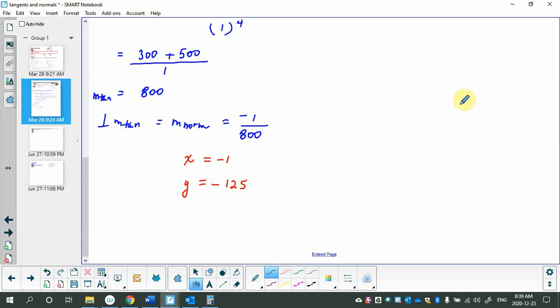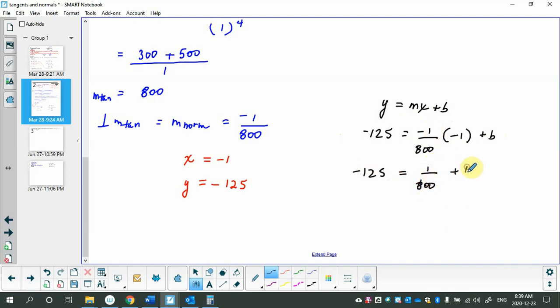So now I get to dig out my y equals mx plus b and use all this info to find the equation of the normal. So y is negative 125, m is this awful fraction, x is negative 1, and b is b. So that's negative 125 equals, that's a positive 1 over 800 now, plus b. So negative 125 minus 1 over 800 equals b.